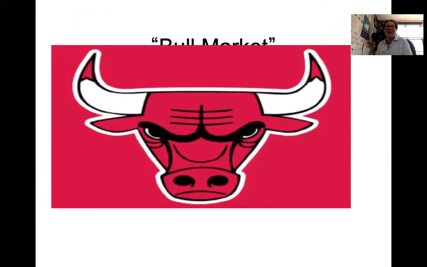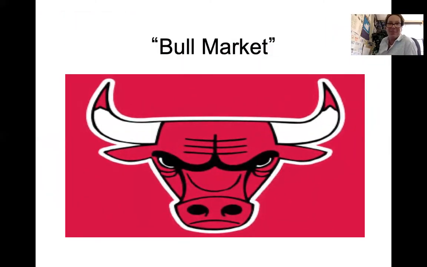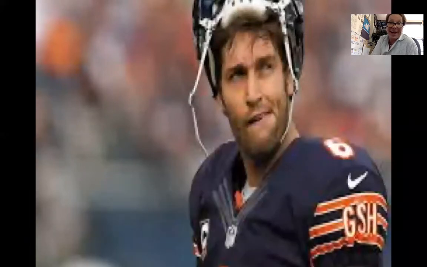So if you direct your attention to the old red screen, this is one of Mr. Bonk's, again, humorous points. This is a bull market, and a bull market means, again, the value of the stocks is going up. Now, a bear market is the opposite. A bear market means the value of the stocks is going down. This is former Bears quarterback Jay Cutler, who never quite panned out the way everybody thought he was going to, to become the next great quarterback of the Chicago Bears.